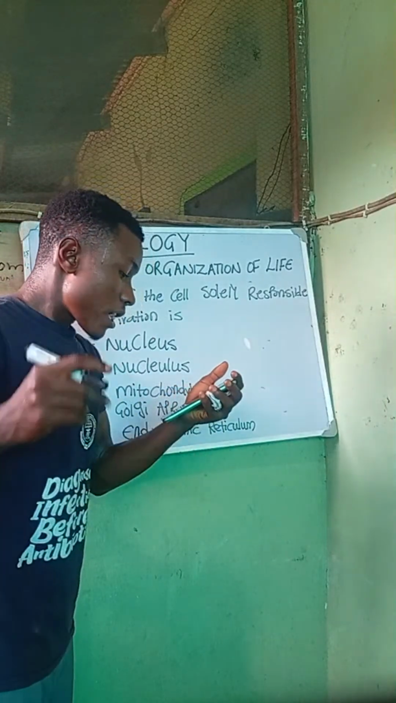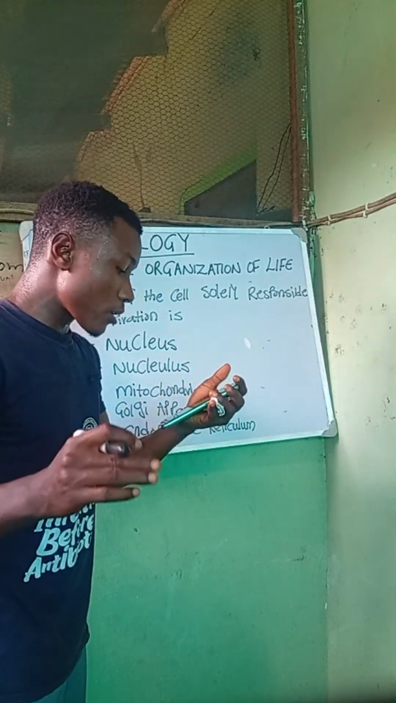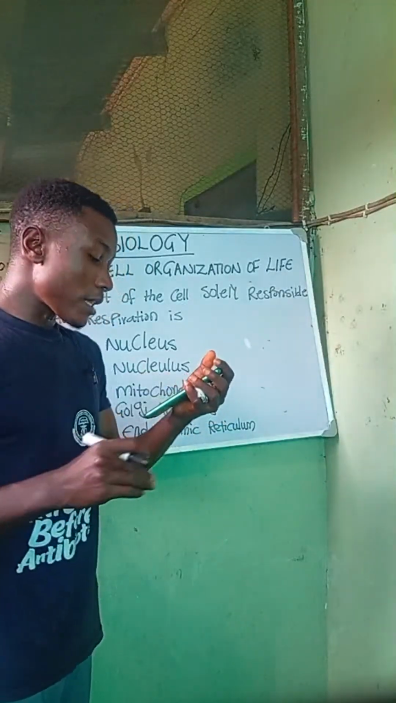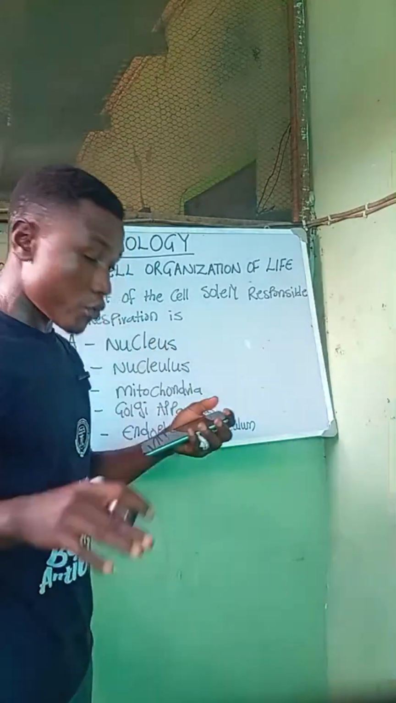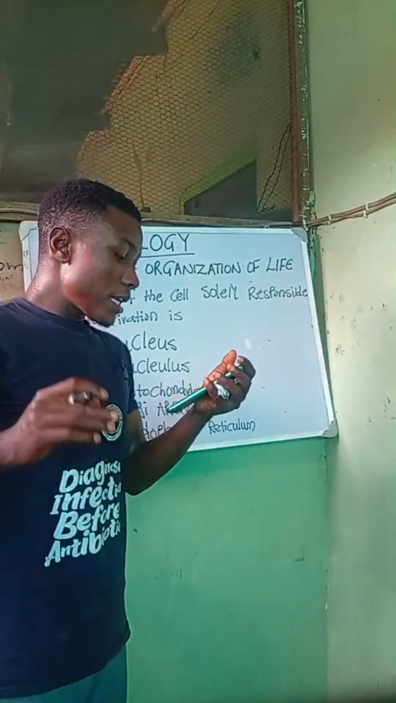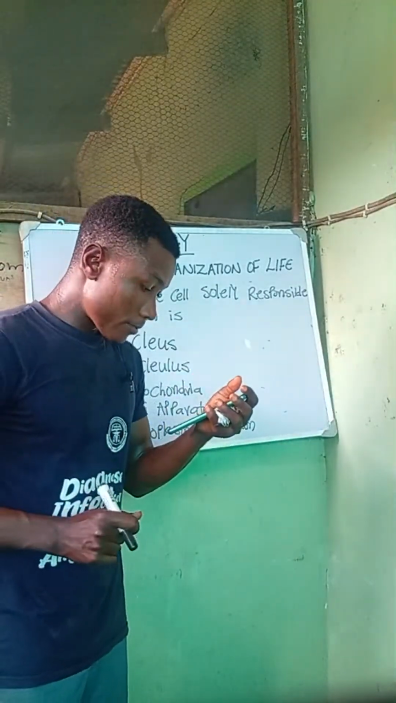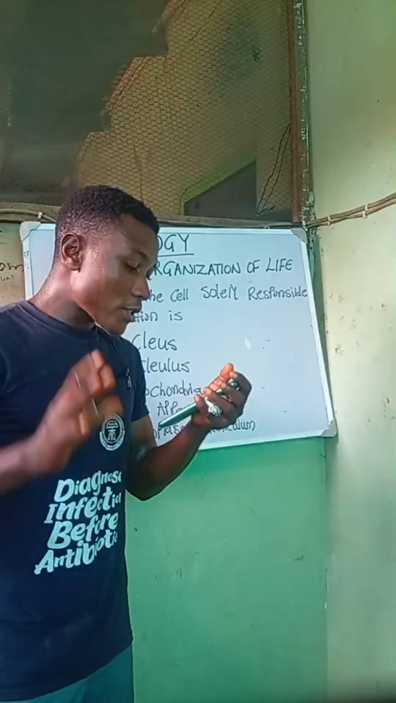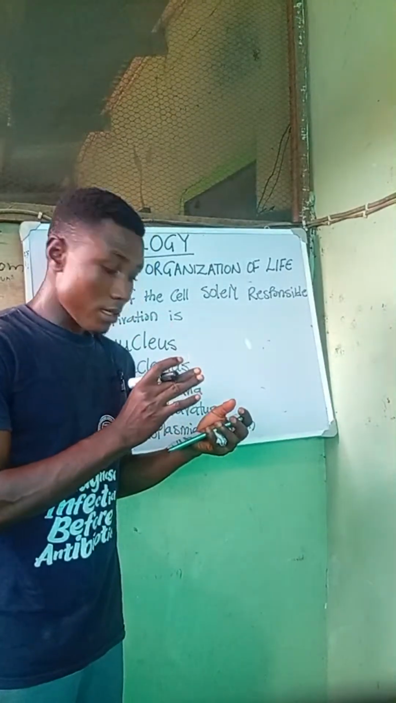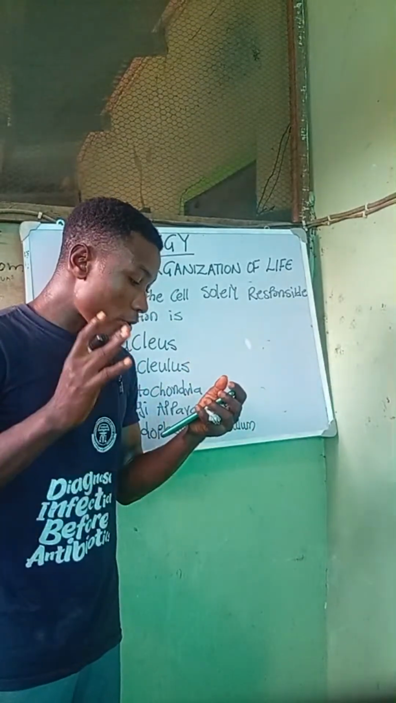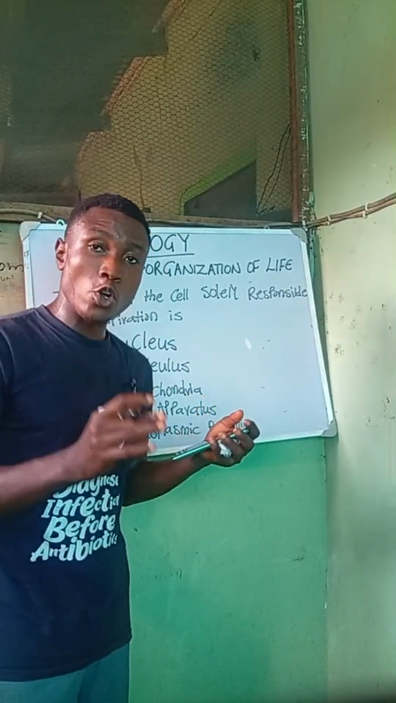It says the function of these what? Organelles. So take note. Let's talk about these various organelles. The nucleus. The nucleus is central to the cell. It contains all cellular activities. It contains what? All cellular what? Activities, or it controls all cellular activities.